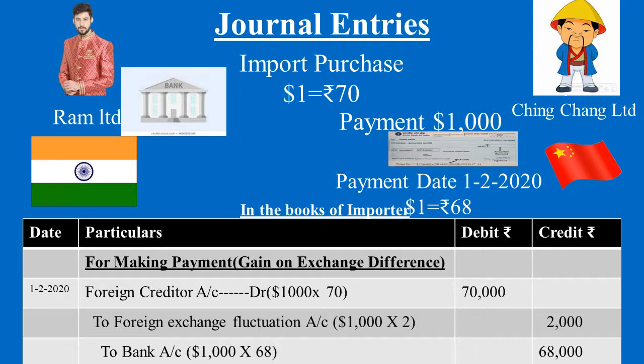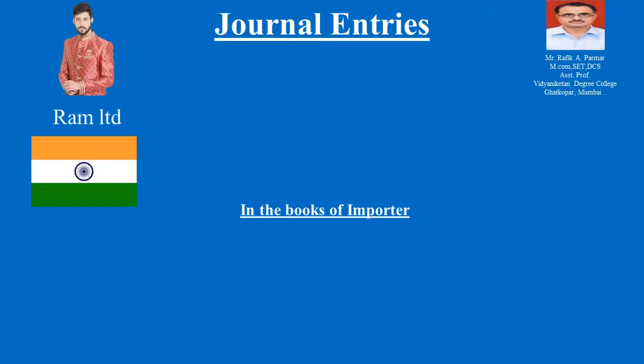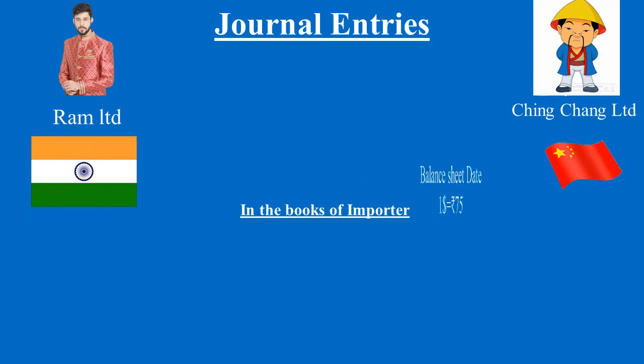So to foreign exchange fluctuation account $1,000 into 2, and again to bank because bank is the giver of the benefit. So $1,000 into, at what rate will the bank pay? 68. So 1,000 into 68. So in this case there is a profit on foreign exchange fluctuation. So the entry is foreign creditor account debit $1,000 into 70, to foreign exchange fluctuation $1,000 into 2, to bank account $1,000 into 68. Now the next entry is for valuation on the date of balance sheet.